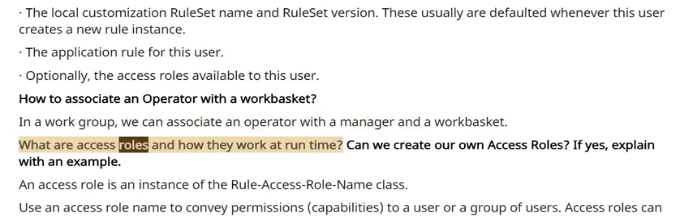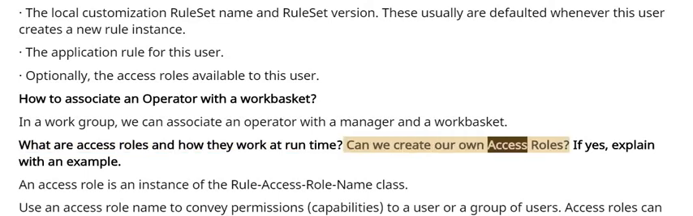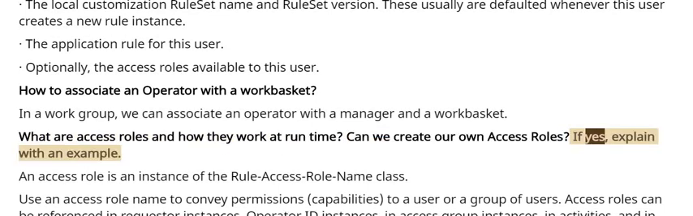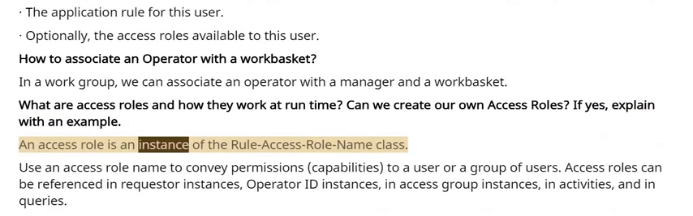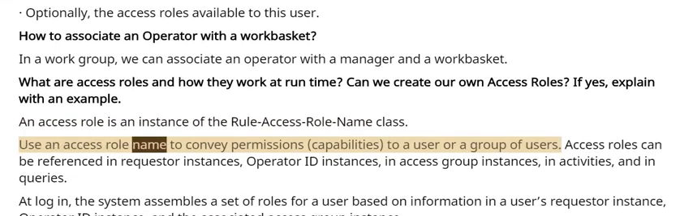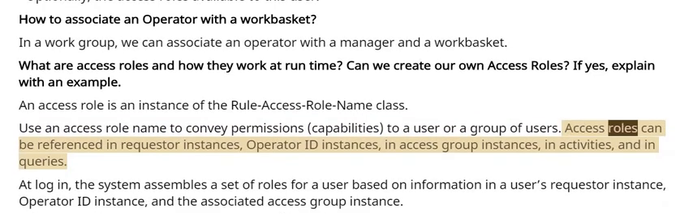What are access roles and how do they work at runtime? Can we create our own access roles? If yes, explain with an example. An access role is an instance of the Rule-Access-Role-Name class. Use an access role name to convey permissions, capabilities, to a user or a group of users. Access roles can be referenced in requester instances, operator ID instances, in access group instances, in activities, and in queries.